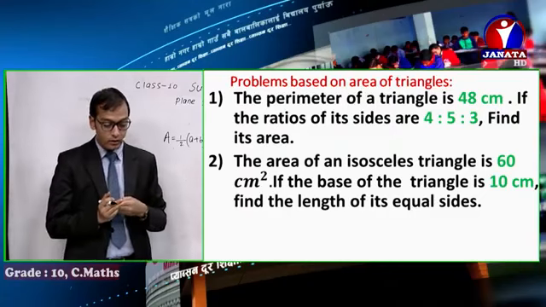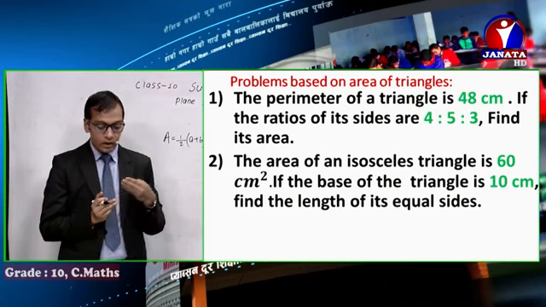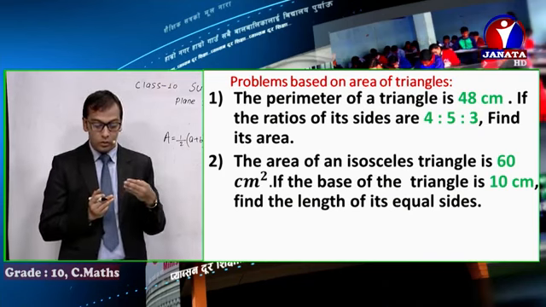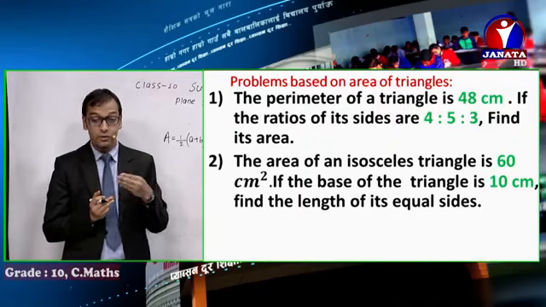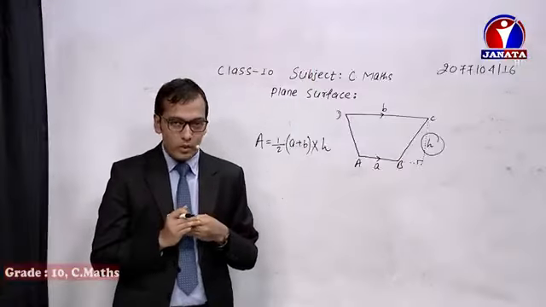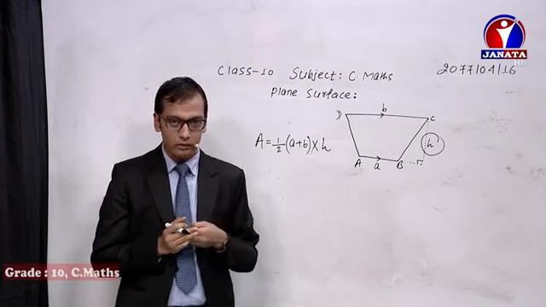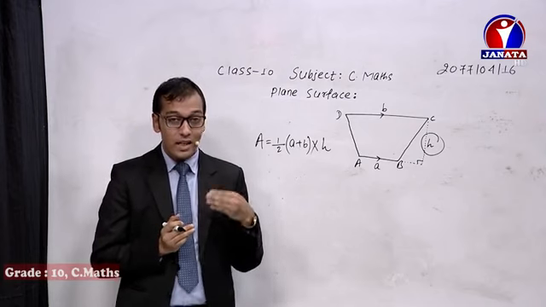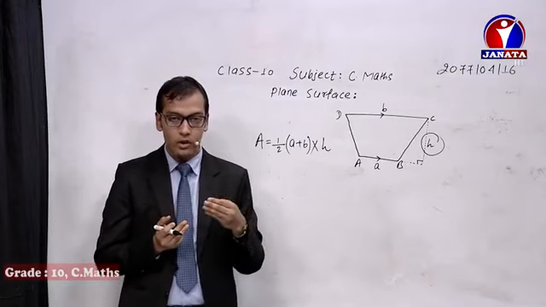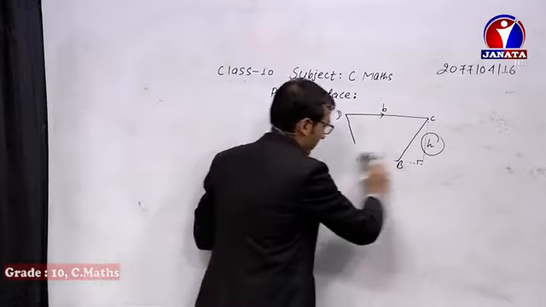Let me read this out. The perimeter of a triangle is 48 centimeter. If the ratio of its sides is 4:5:3, find its area. What is perimeter? Perimeter is the sum of the three sides of a triangle, and the three sides are given in terms of their ratio. The ratio is 4:5:3. Let's practice this question now.